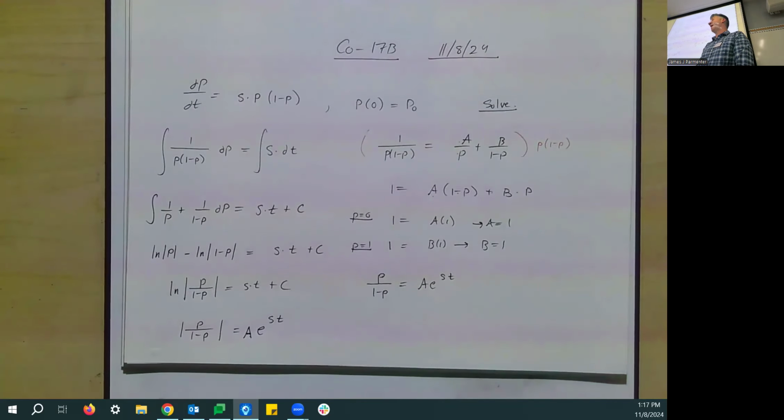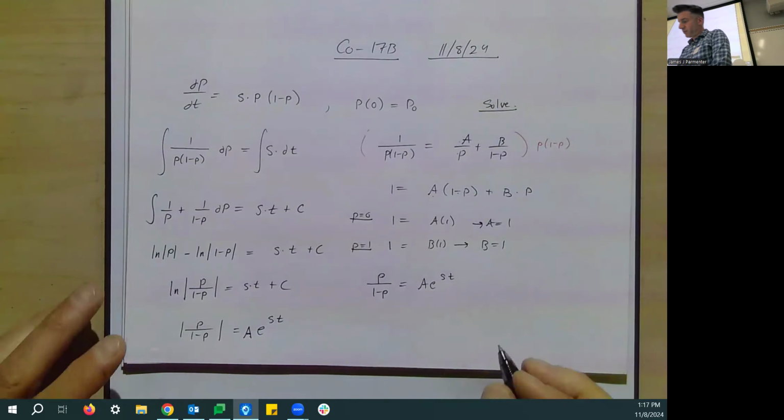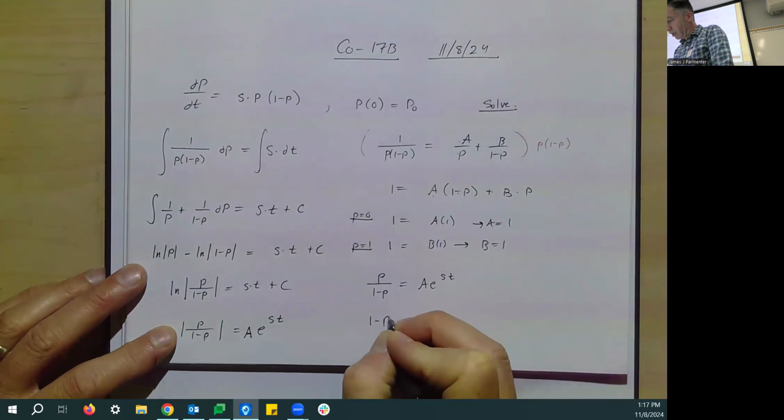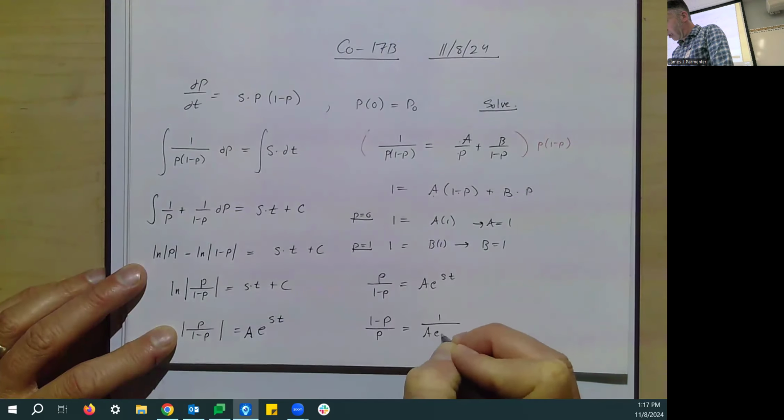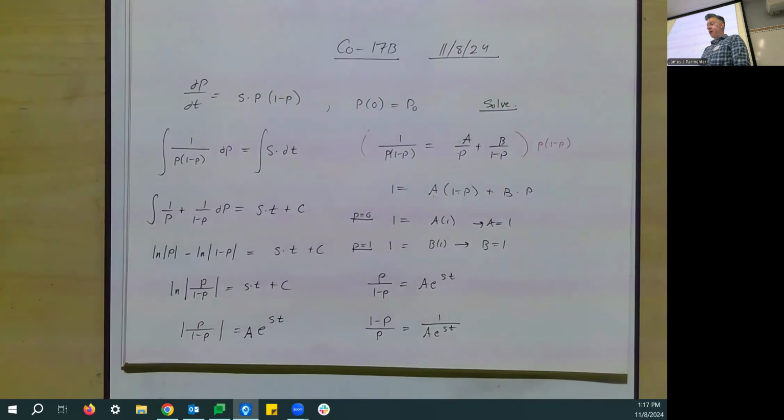When I do this, I usually multiply both sides by 1 minus p, distribute, bring all the p's to one side, factor out, divide. Some other people prefer just to take the reciprocal of both sides, which also works kind of great. Take the reciprocal of both sides, you get 1 minus p over p equal to 1 over A e to the st. And then you get 1 over p minus 1.